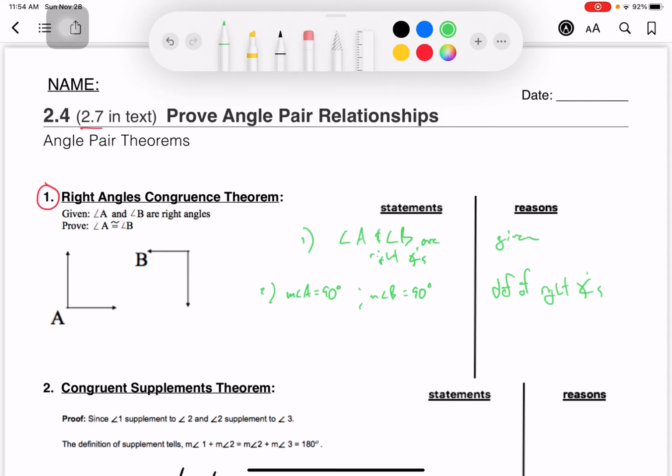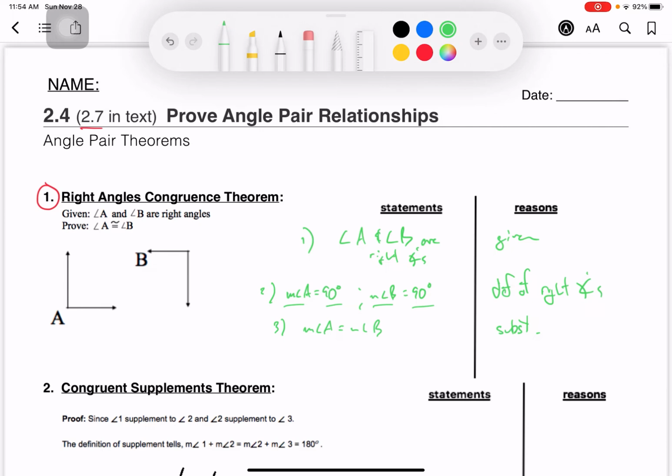Okay, let's keep going. If they're both equal to 90, what do you think that means about A and B? Well, it means that they're equal, right? And you could reason this two different ways. You could think of it as transitive property, right? Or we can just do substitution property, which is probably what I'm going to do here.